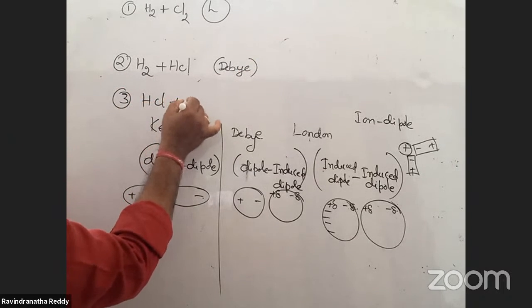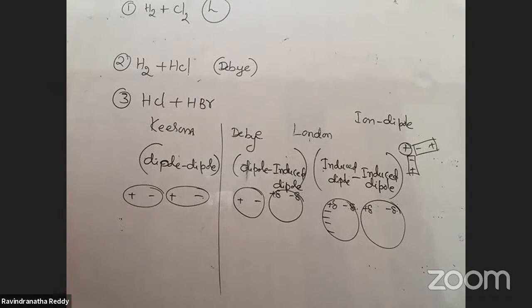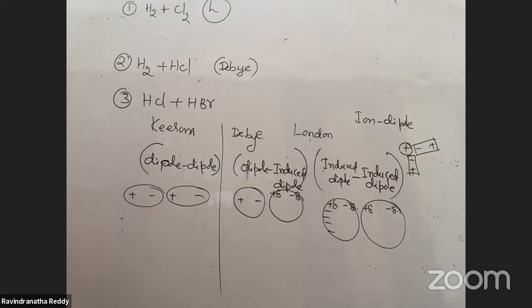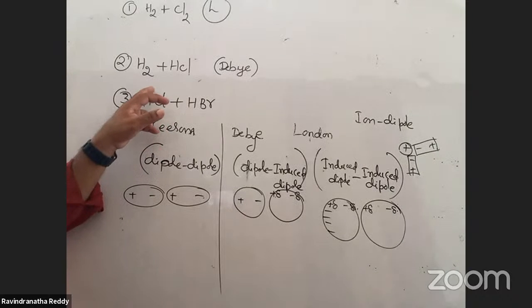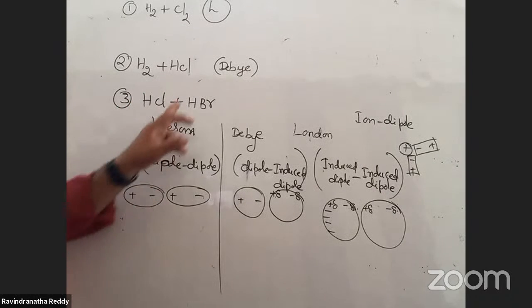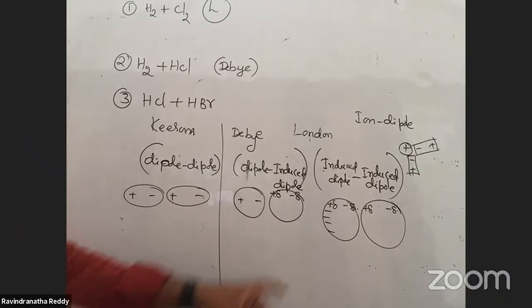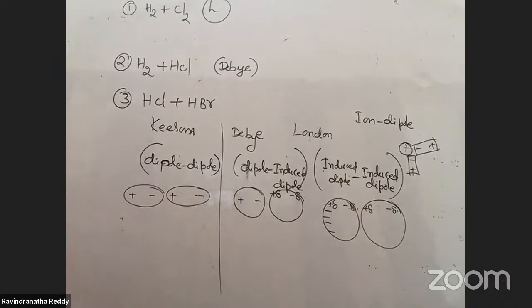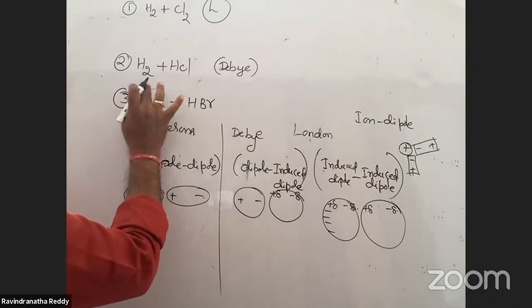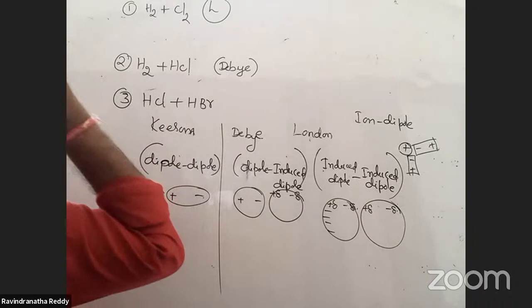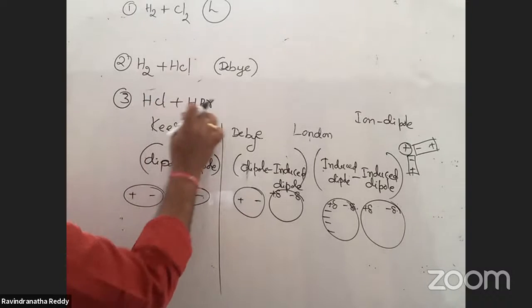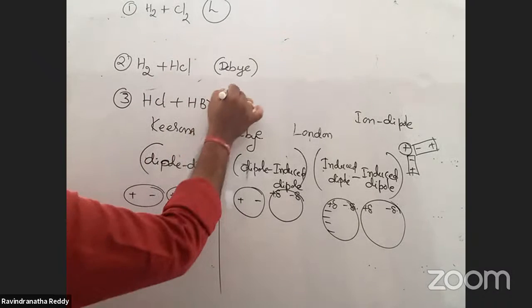HCl and HBr, what kind of interactions? This is a molecule. A molecule means a dipole, with positive and negative charge. London is induced dipole, for elementary conditions. Here it is actually positive or negative, a compound, so it is a dipole interaction, Keesom.